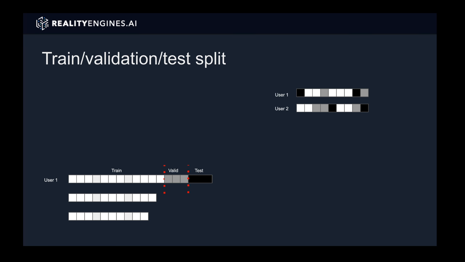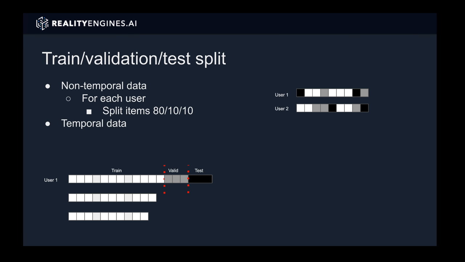Okay, so next I'll talk about how to split up our data into train, validation, and test splits. If you've seen something like classification or regression, it's really easy. You just randomly split up your data into 80-20 for train and test. But for recommender systems, we have this huge matrix, so it's a bit less clear. For non-temporal data, it's still fairly simple. For every user, we just look at all the items they've interacted with, and then split these up 80-10-10 into train, validation, and test. For temporal data, we need to be a little bit more careful to make sure we don't have test data leakage.